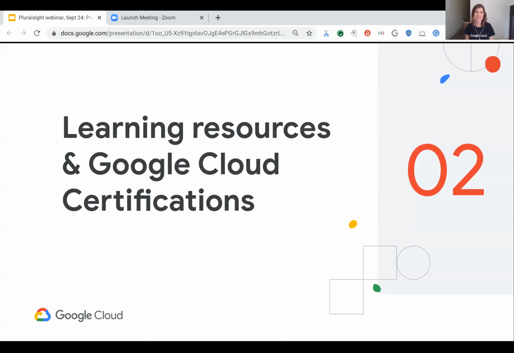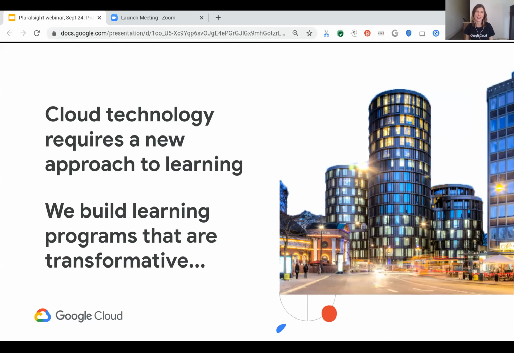So now let's take a look at learning resources and the actual portfolio of Google Cloud certifications. And we wanted to start with acknowledging how Google Cloud and the overall cloud technology requires a new approach to learning. With Google Cloud, we build learning programs that are really transformative. They really support you as you grow in your job role through all variety of learning formats, from on-demand to hands-on labs and ultimately certification programs that provide a benchmark for skill set in a given job role.